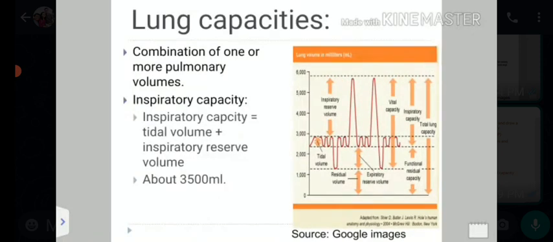Lung capacities. These are the combination of one or more pulmonary volumes. Inspiratory capacity. It is the maximum volume of air a person can inspire after completing tidal expiration. Tidal expiration means beginning at the normal expiratory level, and it is equal to tidal volume plus inspiratory reserve volume. The value is approximately 3500 ml in normal adult male.